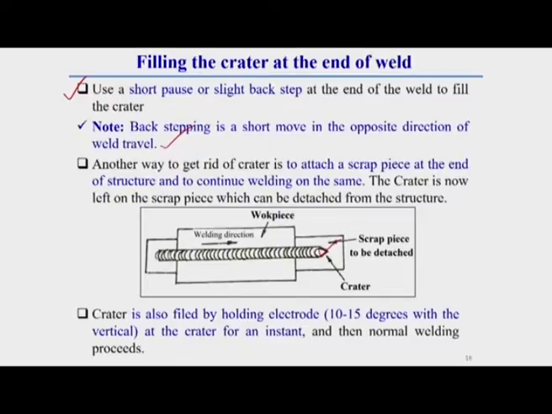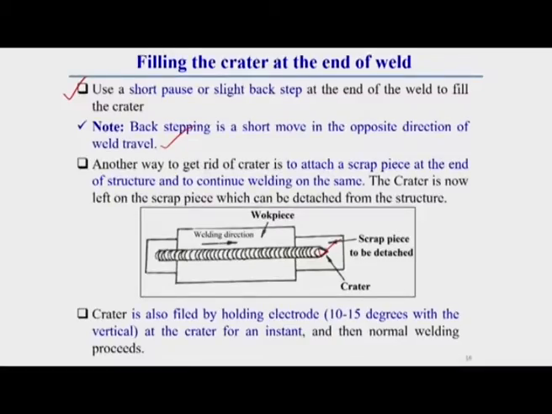To make the welding continuous, two scrap materials are generally used, one at the beginning and one at the end. That means welding starts from a scrap material, continues to the main workpiece, and then continues onto another scrap material. After that you can remove the two scrap materials and get a very good, continuous weld quality. This is another method to eliminate crater in the SMAW process.